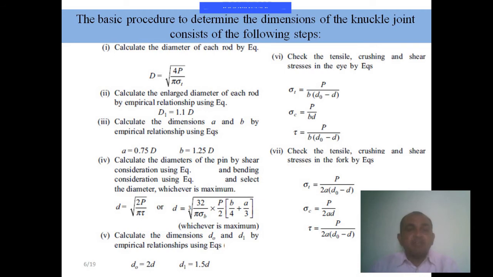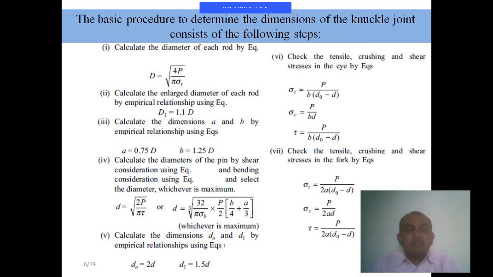Then you can find out the dimensions of A and B by the empirical relations. A is nothing but the thickness, either the width of the fork end, and B is the width of the eye. So you can find out the dimensions based on the diameter of the rod: A is equal to 0.75 d and B is equal to 1.25 times d. Then calculate the diameter of the pin.